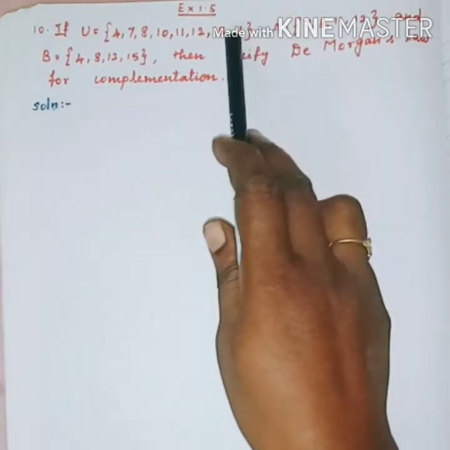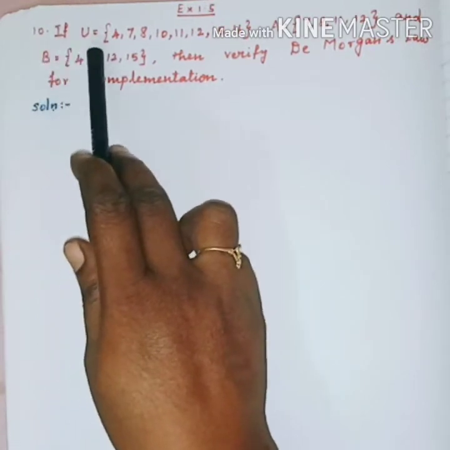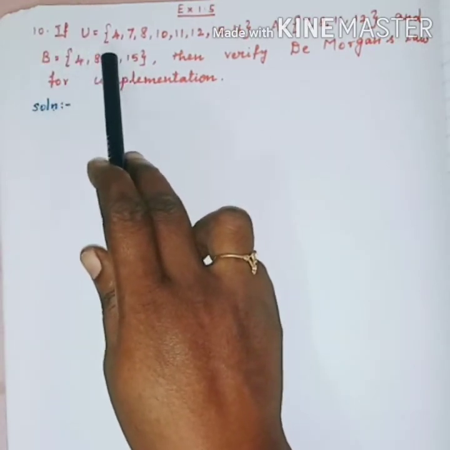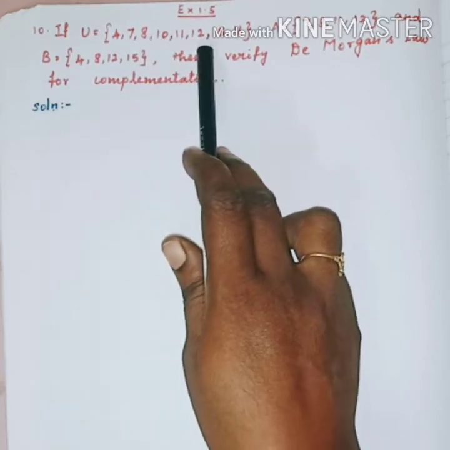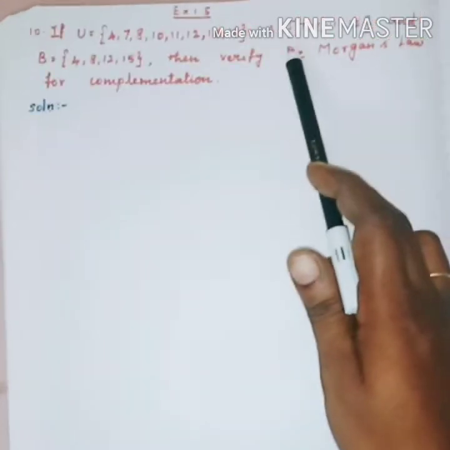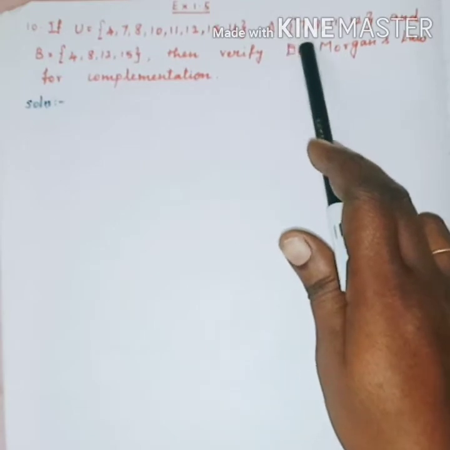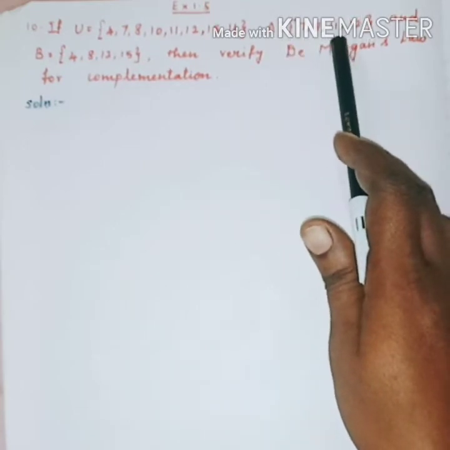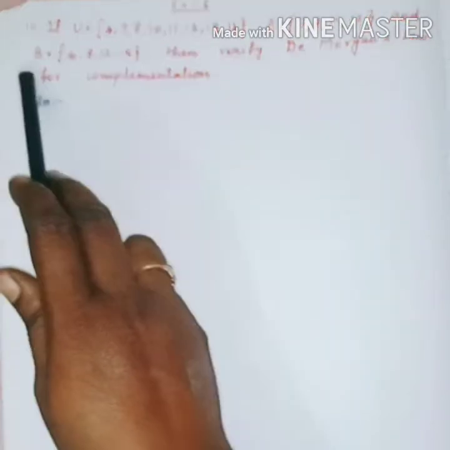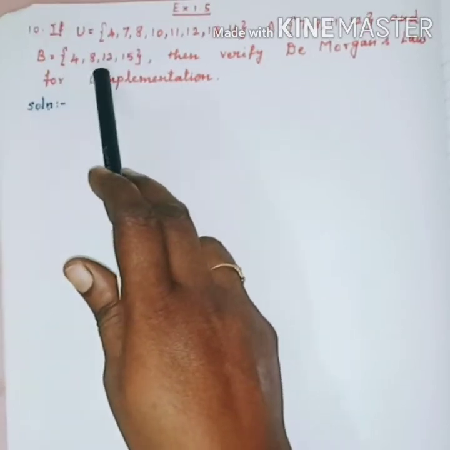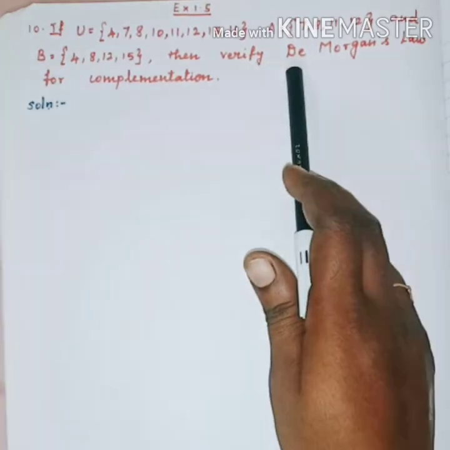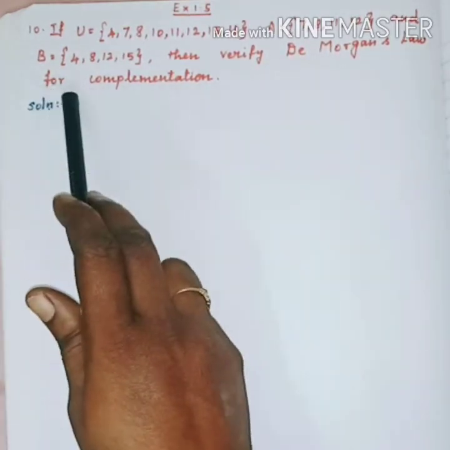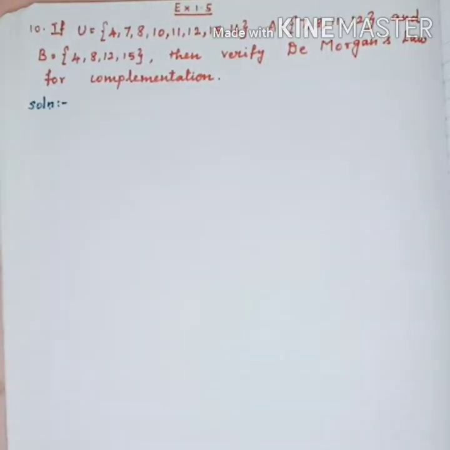Exercise 1.5, 10th sum. If U is equal to the set {4, 7, 8, 10, 11, 12, 15, 16}, and the set A is equal to {7, 8, 11, 12}, and the set B is equal to {4, 8, 12, 15}, then verify De Morgan's law for complementation.